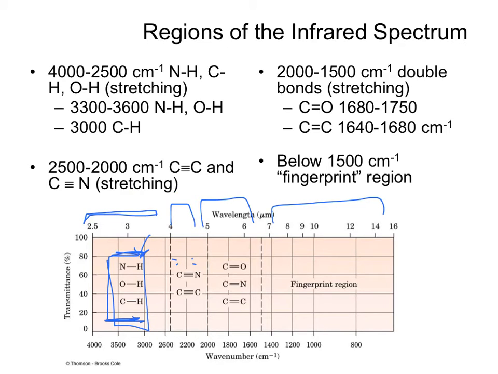But this slide basically gives you sort of like an overview that whenever you have a triple bond, look between the 2000 to 2500. Whenever you have an alcohol or an amine, look past the 2800 for a broad peak. And whenever you have a ketone or an imine or an alkene or an aromatic, look in the 1600 region. Look for the overtones. So it kind of gives you like a generic feel for what's going on.